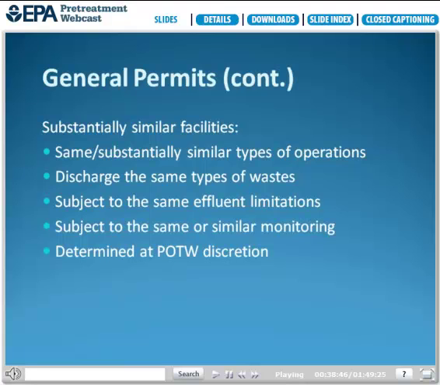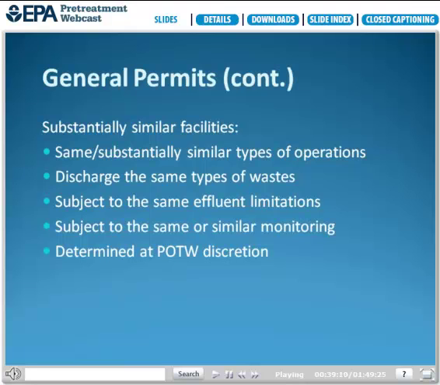The POTW may have additional qualifiers for allowing an industry to obtain a general permit and may actually have additional reasons for not allowing a general permit. Before issuing the permit, again, make sure that the control authority has legal authority to use this tool, because not all control authorities do.